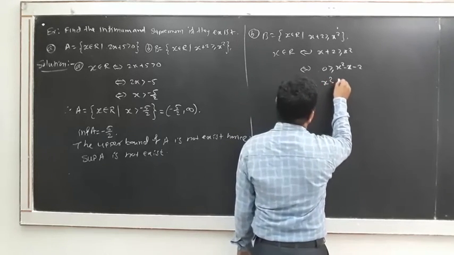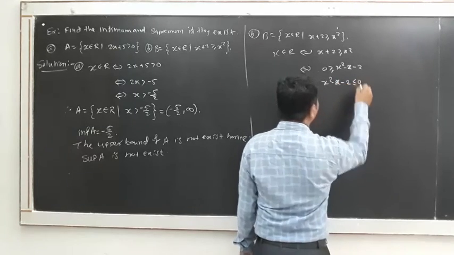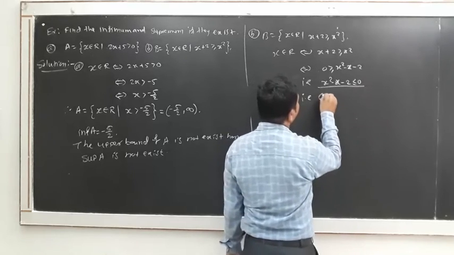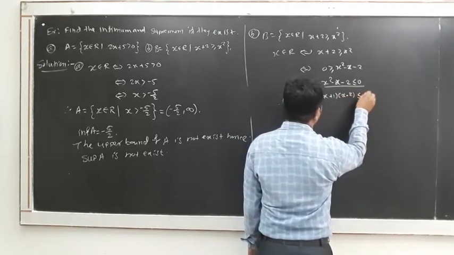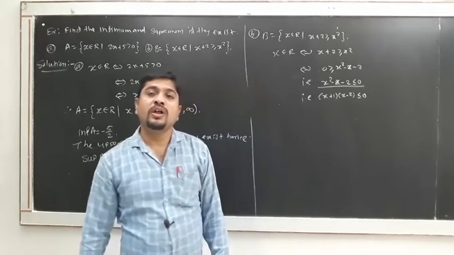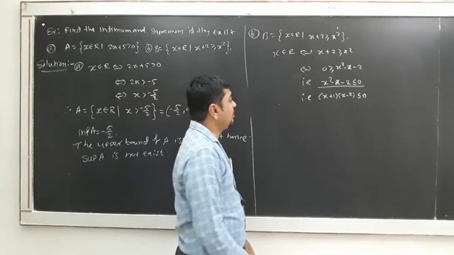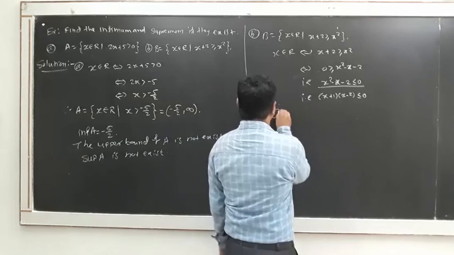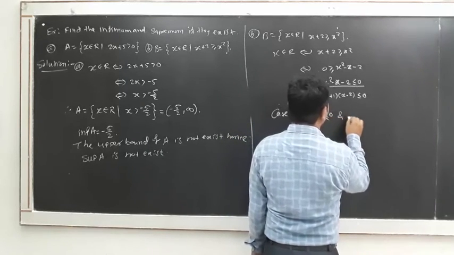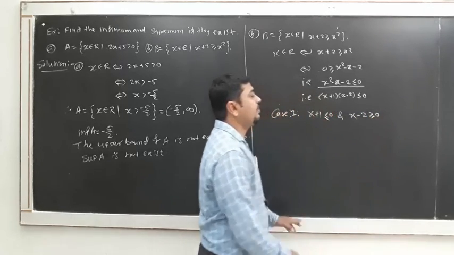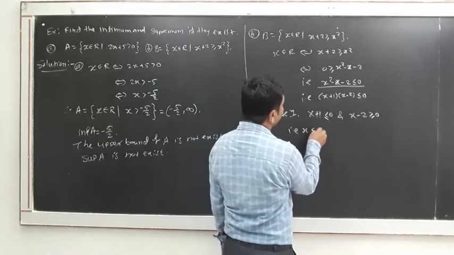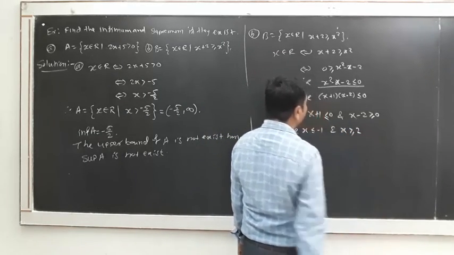That is, x square minus x minus 2 is less than or equal to 0. Factorize this, and after factorization what we are getting here is x plus 1 times x minus 2 is less than or equal to 0. So when the product of two numbers or two brackets is less than or equal to 0, one of them is negative. So case first, x plus 1 is less than or equal to 0 and x minus 2 is greater than or equal to 0. That is, one of them is less than and one of them is greater than. So what we can write here, x is less than or equal to minus 1 and x is greater than or equal to 2.